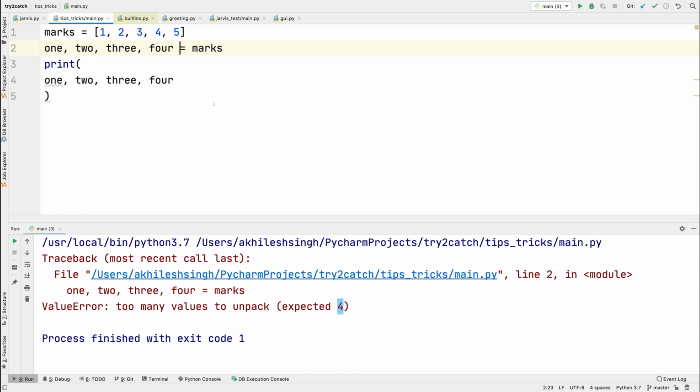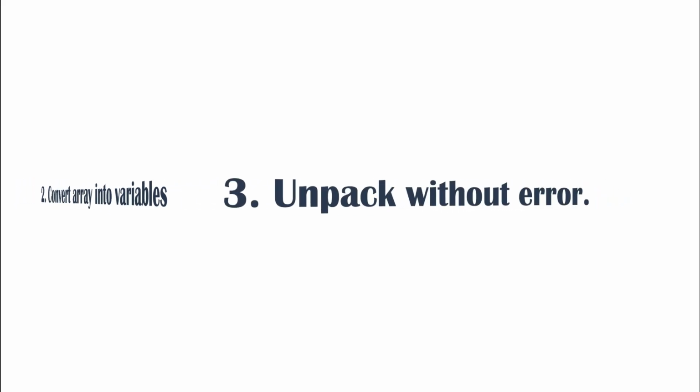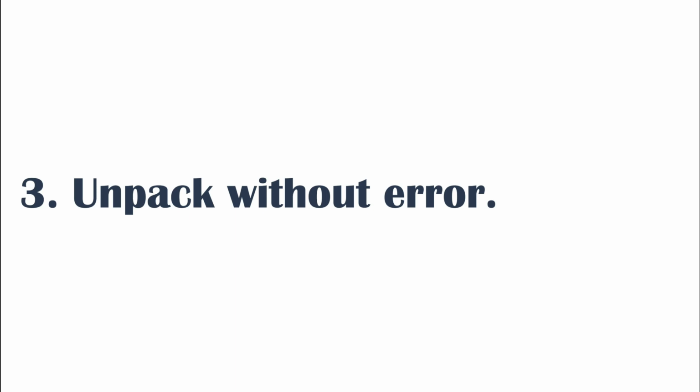Now let's go for the third tip. Our third tip is unpacking without error. As we have seen, if you are not going to give the exact count of variables, then it gives us an error. So how can you do it without having any error?